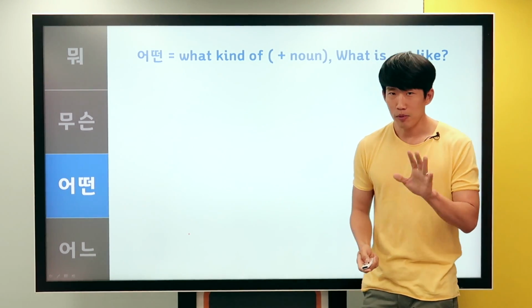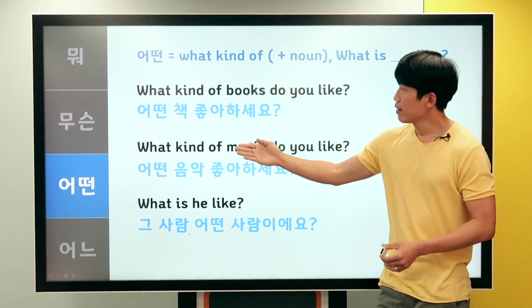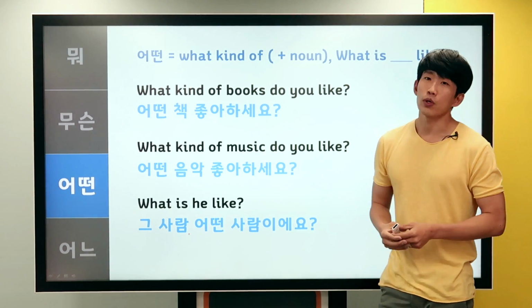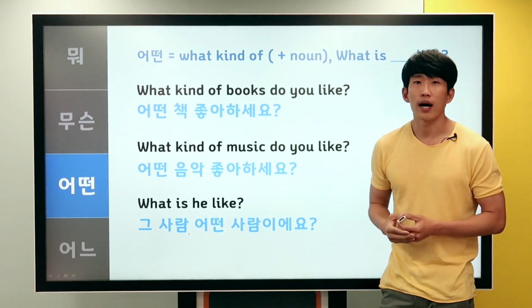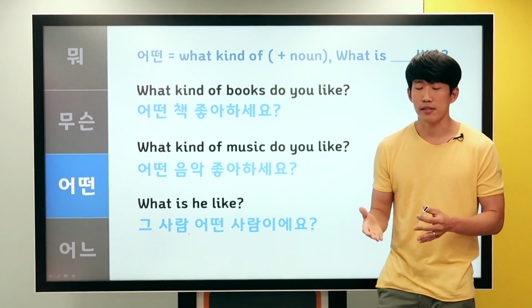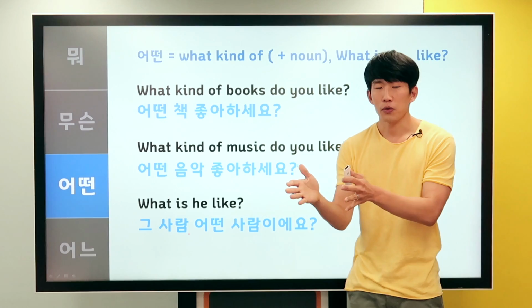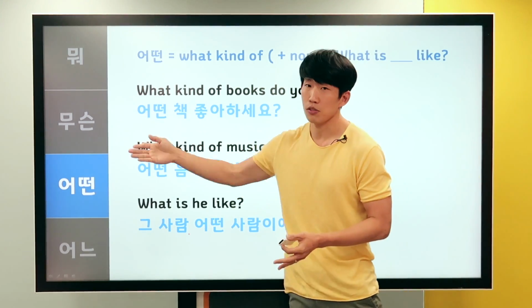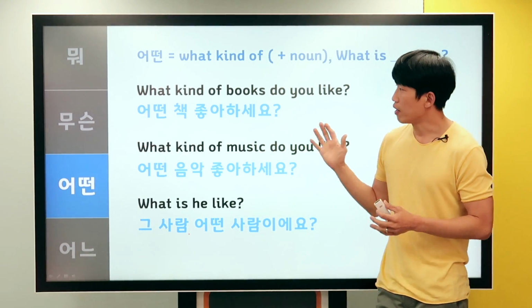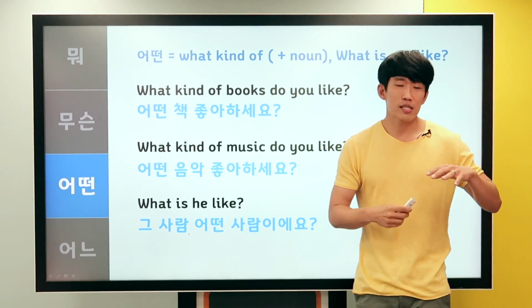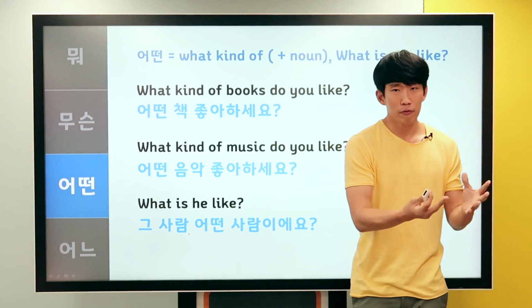So some sample sentences. What kind of books do you like? 어떤 책 좋아하세요? So when you say that, 무슨 책 좋아하세요 is also possible using this, you know, what kind of book do you like? But 어떤 is more about what style of book do you like? What type of book do you like?